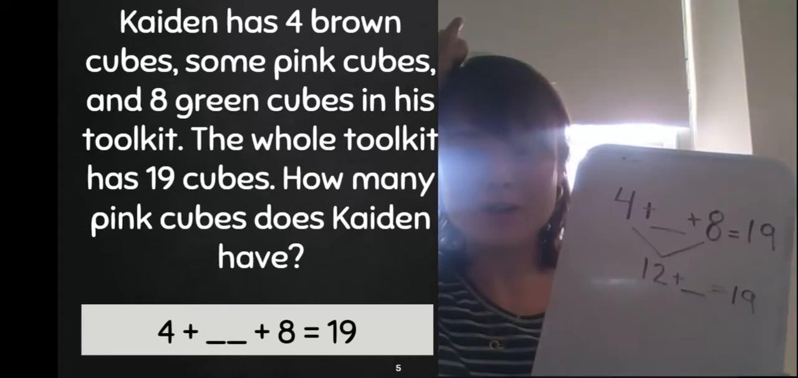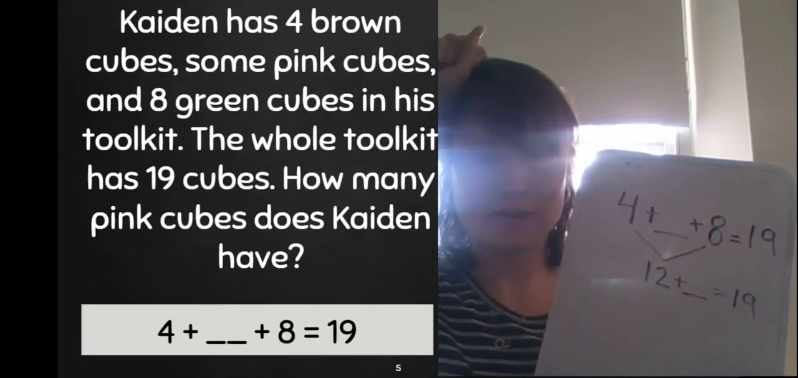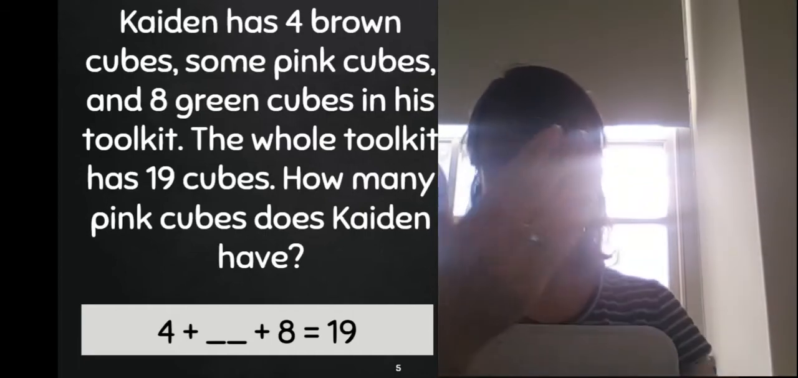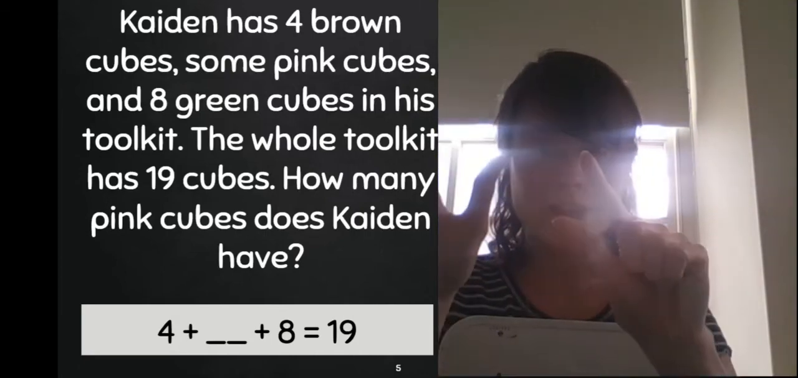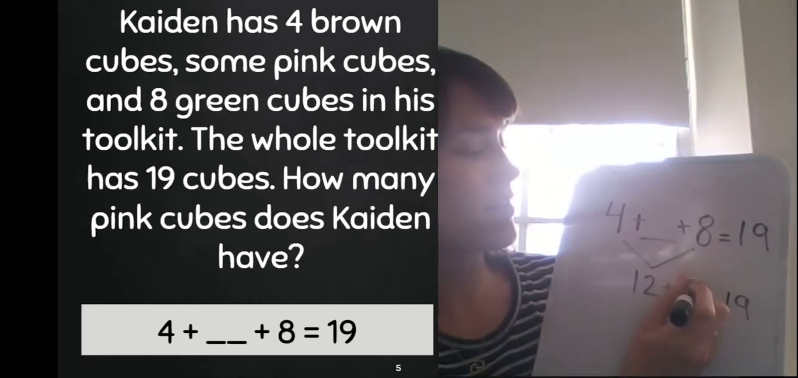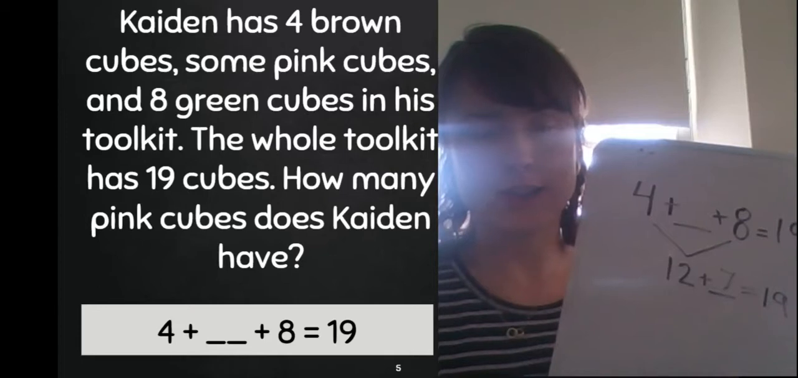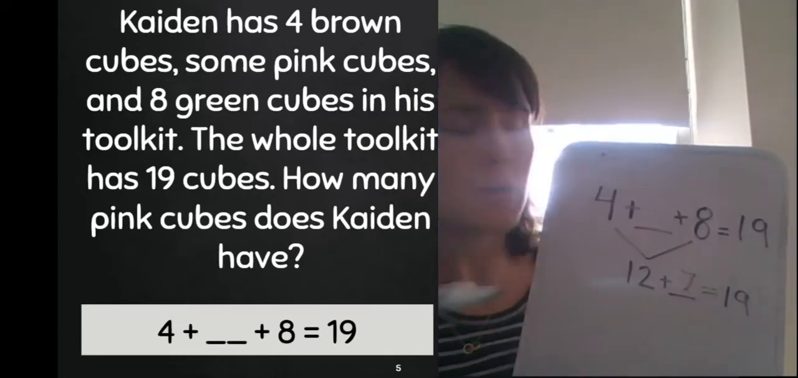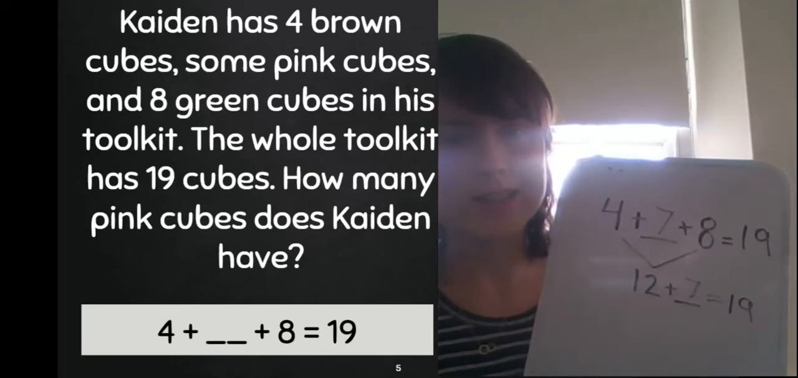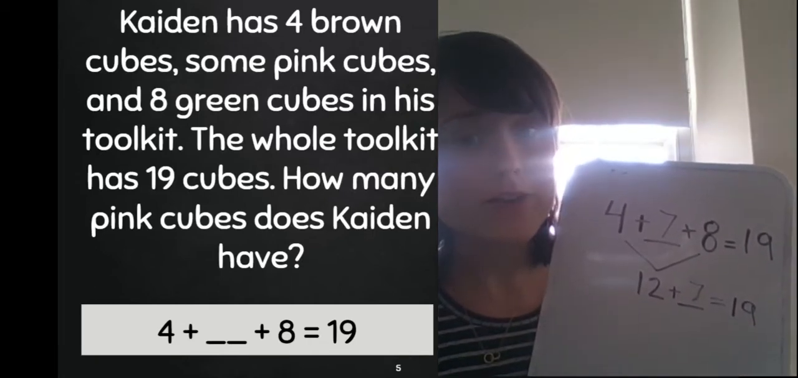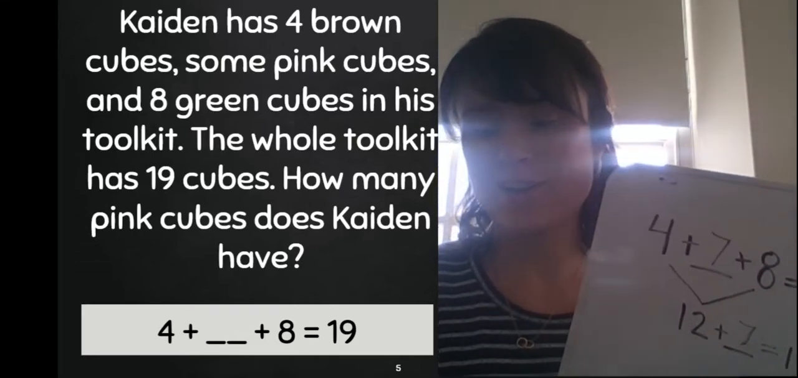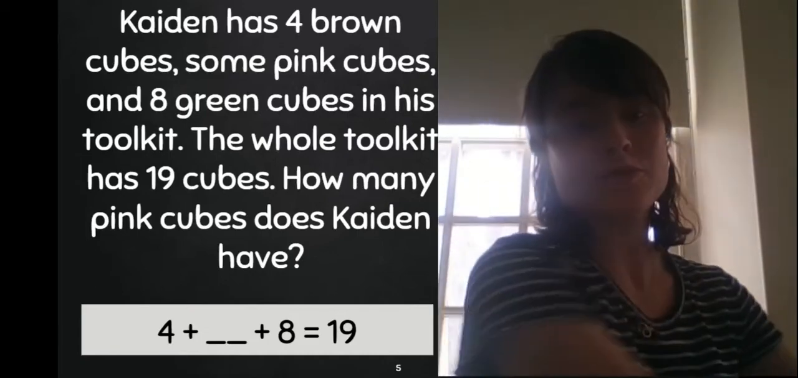Okay, go ahead and catch 12 in your brain. Let's count up and see how many more we need to get to 19. 12, do it with me. 13, 14, 15, 16, 17, 18, 19. I needed 7 more fingers. So I know that missing part is 7. What does the 7 represent? Is it 7 hot air balloons? Is it 7 dogs? No, it's 7 pink cubes. Good job.